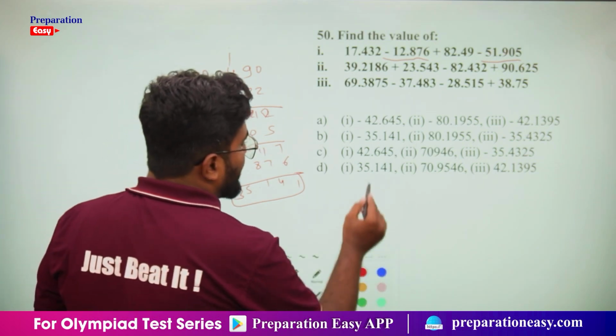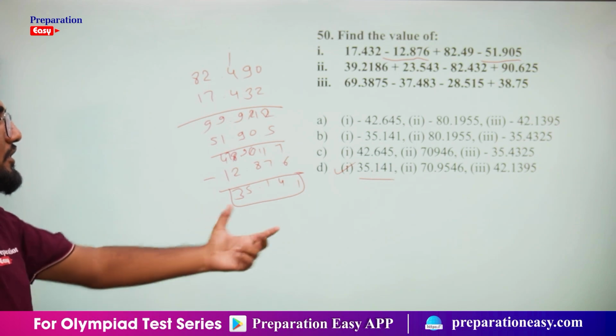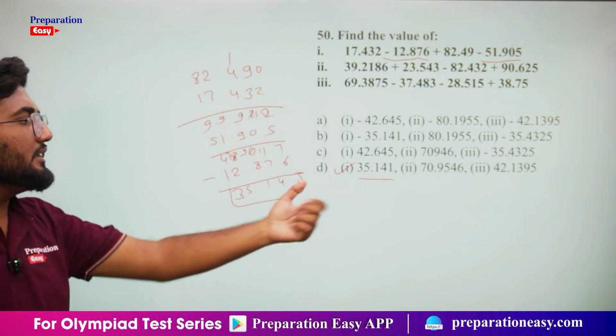So here is only one option which consists of 35.141. For further, you can calculate the second and third and get the answers.